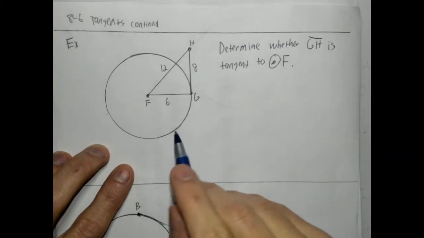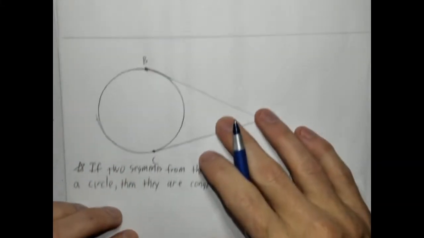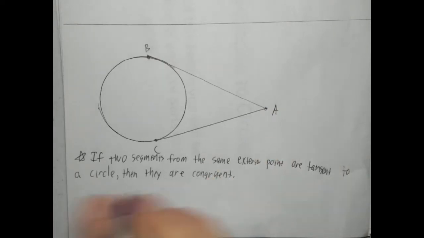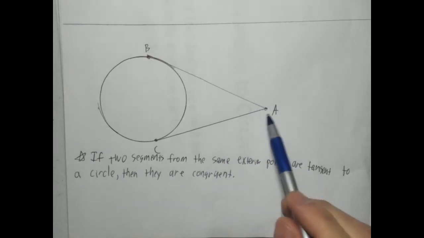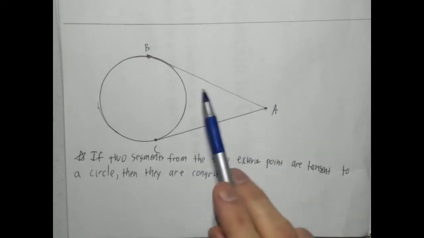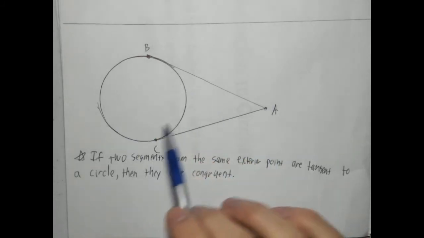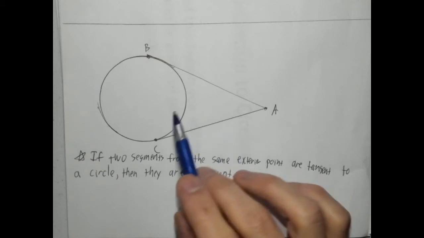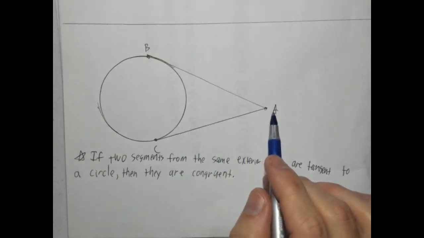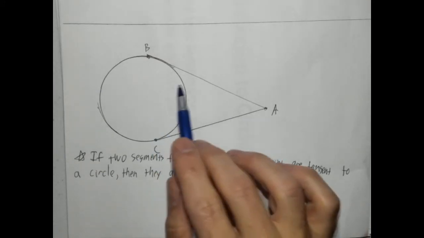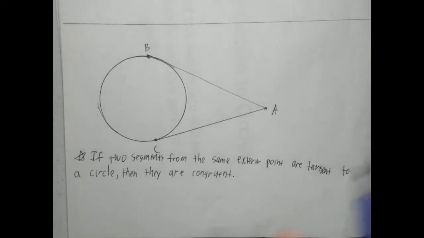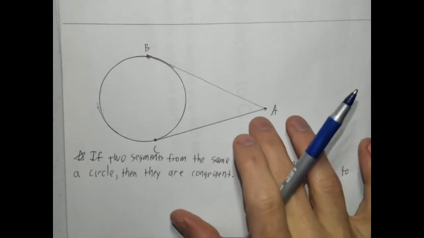We'd say no. Okay. Let's look at the bottom part. Now this is a new piece of information. This is something we need to know. If two segments from the same exterior point are tangent to a circle, then they are congruent. So this is the exterior point. We have two tangents here. We have AC and AB, and they're both tangent to this circle. Because they're both tangent to the same circle and they have the same point of origin essentially, that means they have to be the same length. So AB would be congruent to AC. That's important. We have to be able to use that.